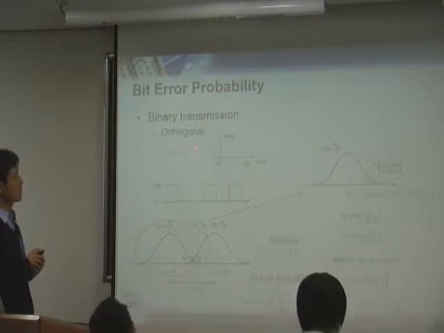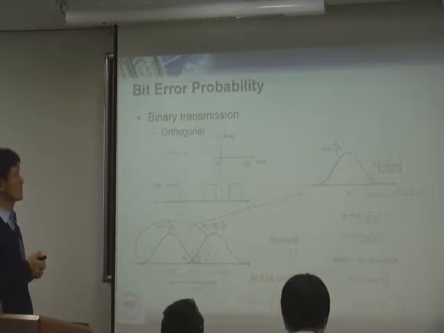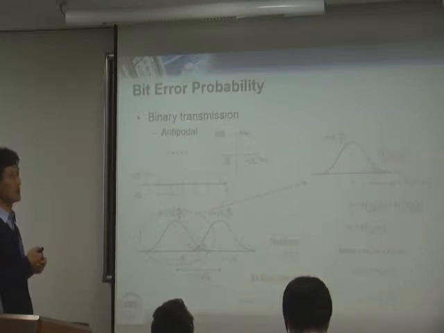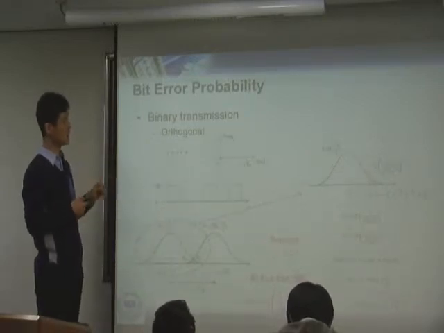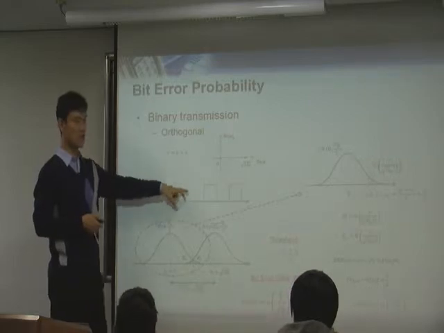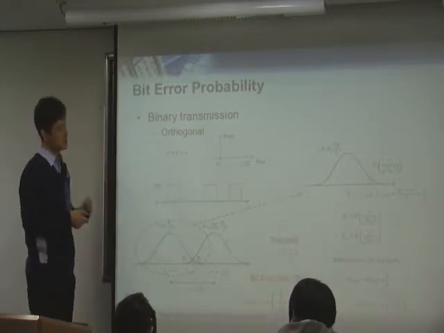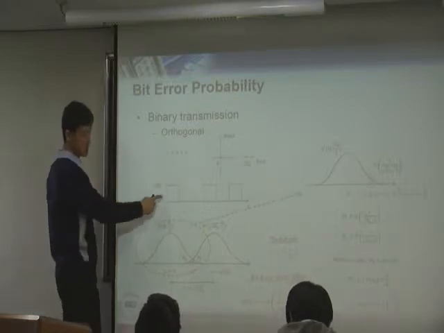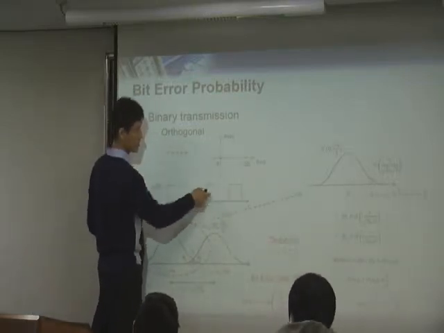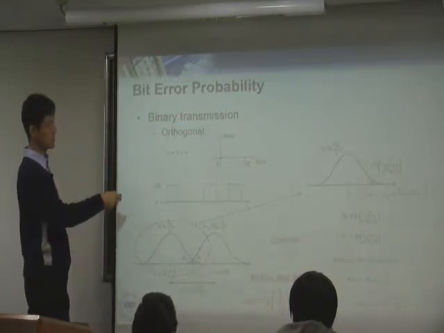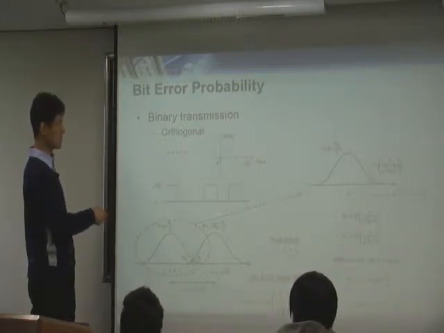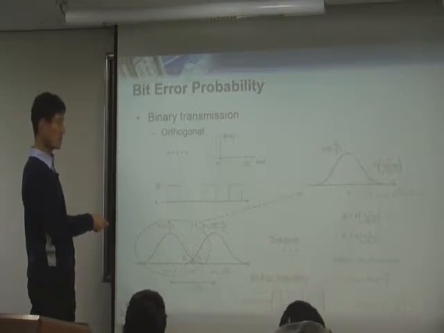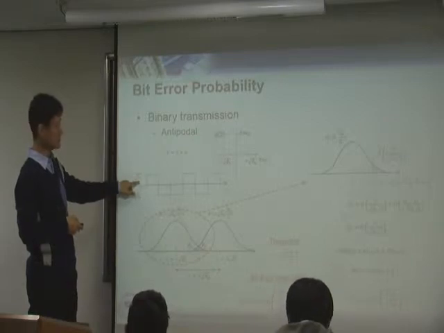We can also think about orthogonal binary transmission. Antipodal binary transmission was the case of +1, -1, +1, -1. But the orthogonal case is like 1, 0, 1, 0. That's the case of orthogonal. In that case, 1, 0, 0, 1, 0, 1. If you look at the constellation plot, you have 1 here, you have 0. But remember, in this case, 1 corresponds to root square of 2 Eb. Earlier, it was root square of Eb, but in this case, 2 Eb.